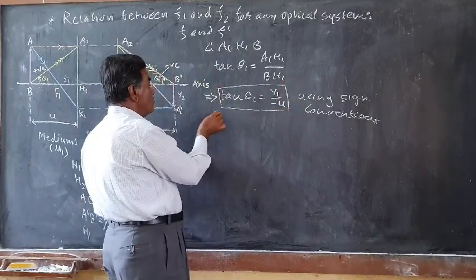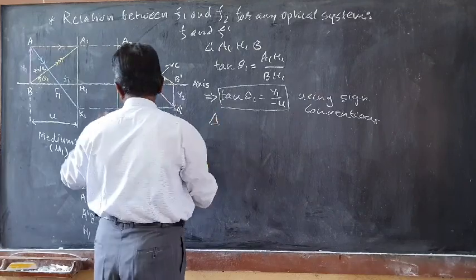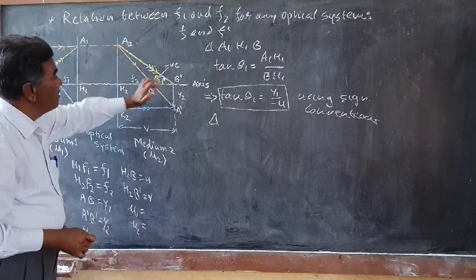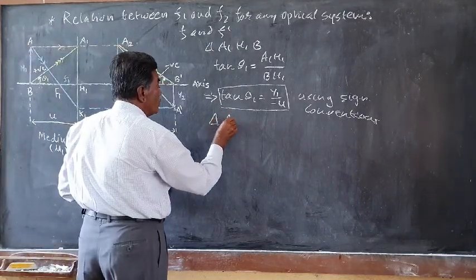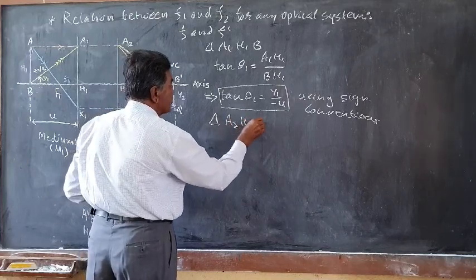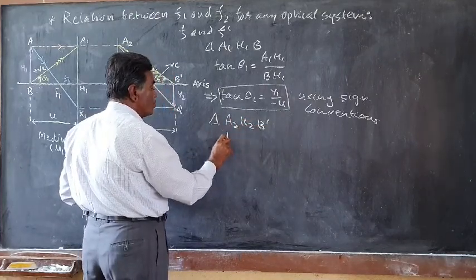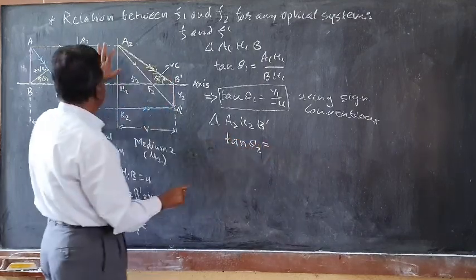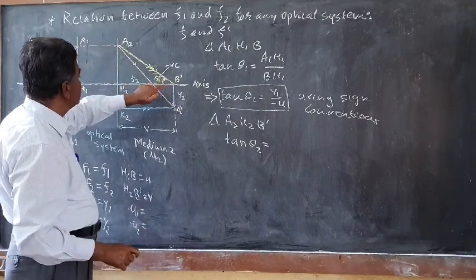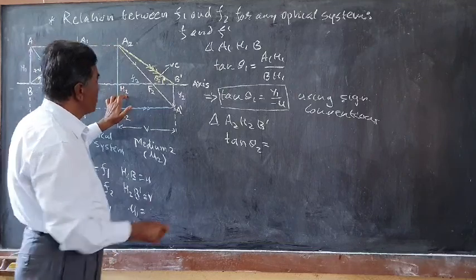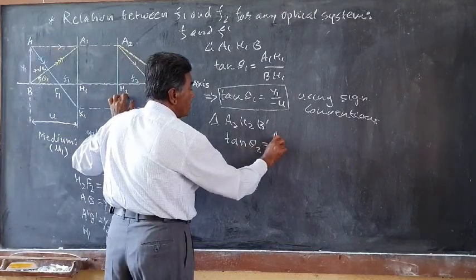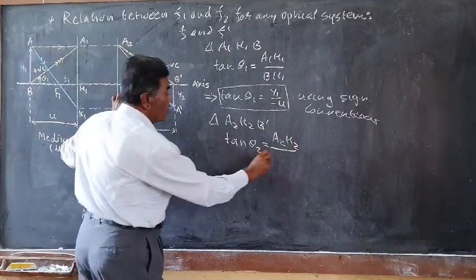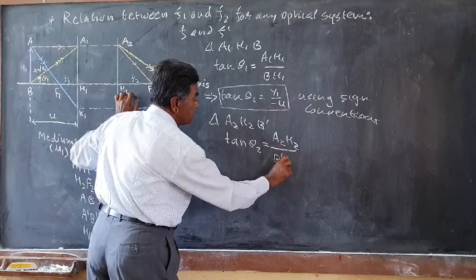Now from the right angle triangle, we have to consider first of all right angle triangle A2 S2 B dash. So from this we can write tan theta 2. Tan theta 2 is equal to this side, this angle theta 2, this is the right angle triangle, A2 S2 divided by S2 B dash, or B dash F2.